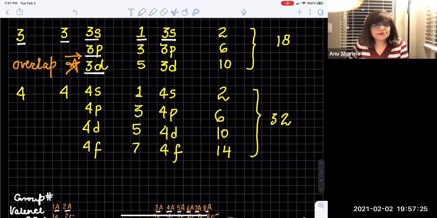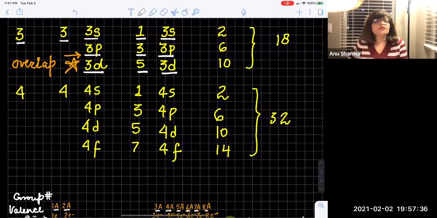3P subshell is made up of three orbitals. The names of the three orbitals are 3P. 3D is made up of five orbitals. The name is 3D orbital. Okay, so that's one thing.